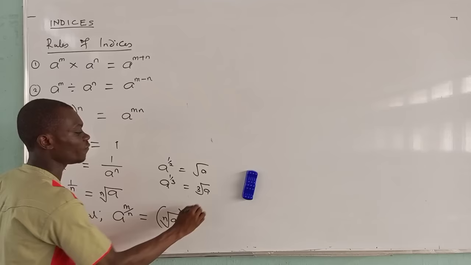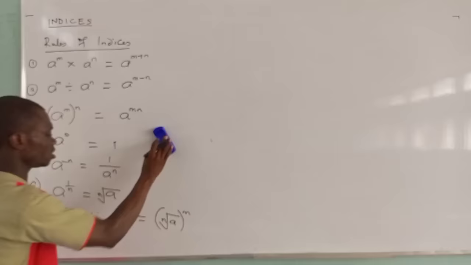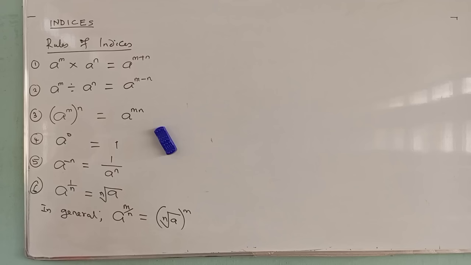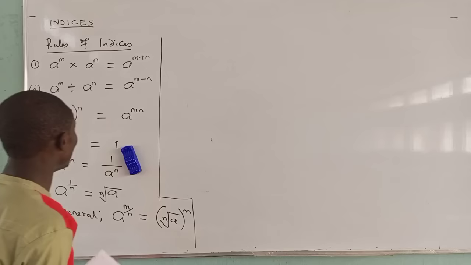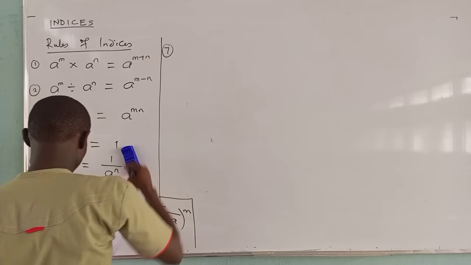Okay, so now we call this the fractional index rule. If you have the power as a fraction, the numerator of the fraction will be a power, the denominator will go as a root. And okay, that's the sixth rule that we're going to see. Remember, these rules are not in any order. There is no order.